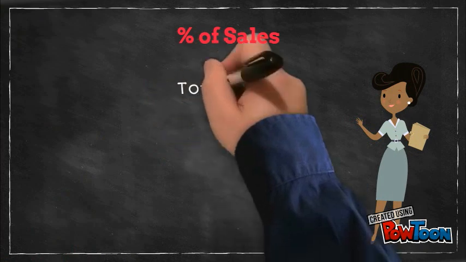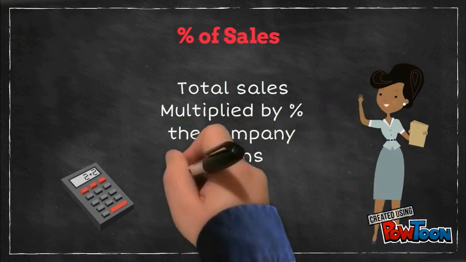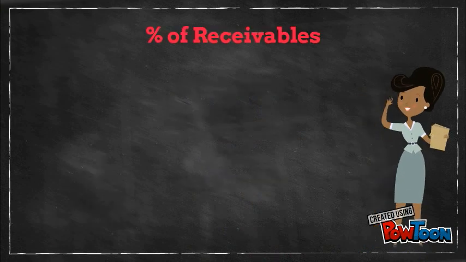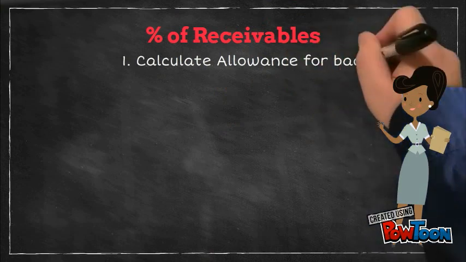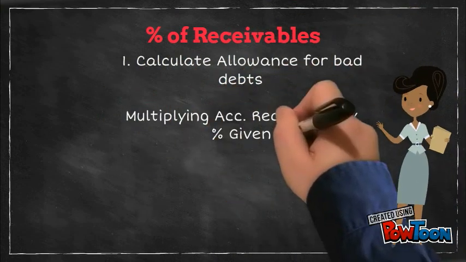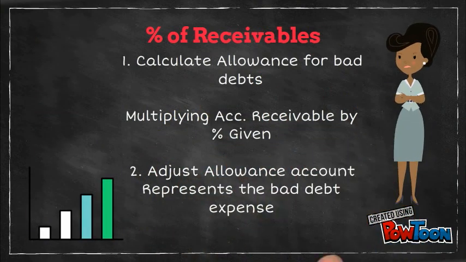Using either the percentage of sales approach, which multiplies the total sales by a percentage amount that the company deems to be uncollectible, or the percentage of receivables approach, which is calculated by first calculating the allowance for bad debts by multiplying accounts receivable by a given percentage, then adjusting the allowance account to the estimated account balance, which represents the bad debt expense.